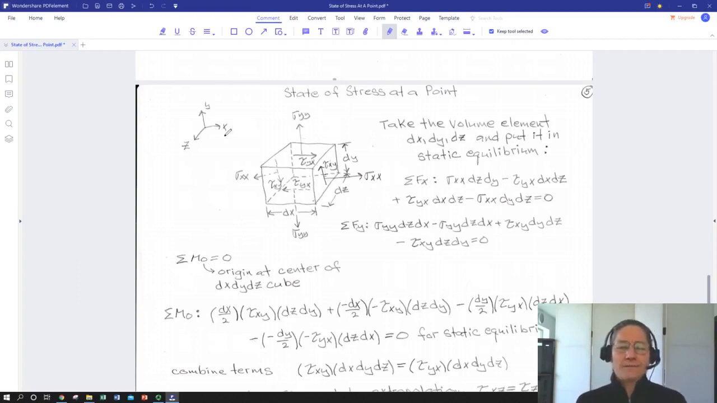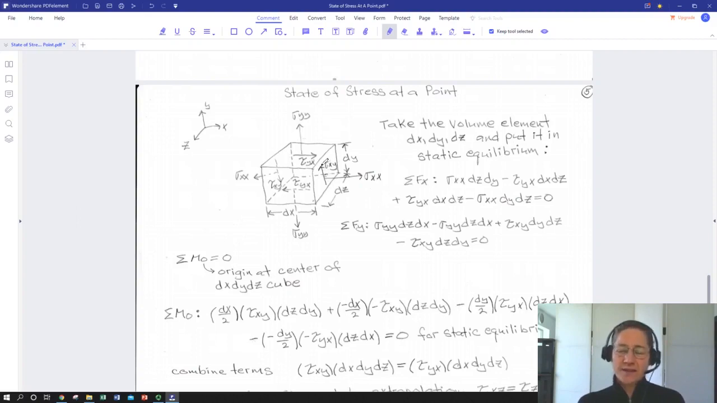Okay, so let's take a volume element, that same little cube, dx, dy, dz. It looks like we don't have anything going on in the z direction here. I've got nothing on the z face, and nothing pointing in it. So I've got this little volume element in plane stress, and I'm going to put it in static equilibrium. I'm not going to let it translate or rotate. So I'm going to make the sum of the forces in x, the sum of the forces in y, and the sum of the moments about the origin all equal to 0.